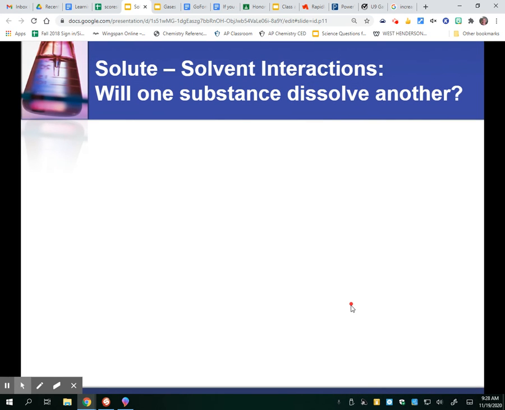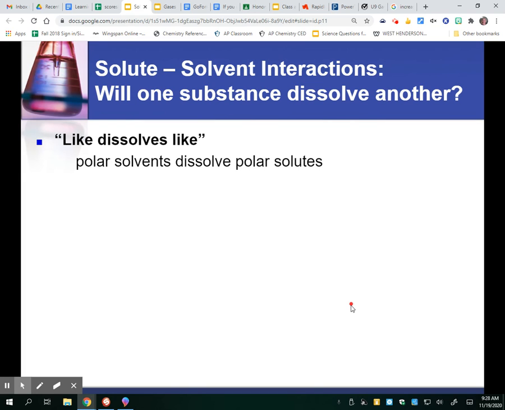So how do we know if something will dissolve in something else without actually trying it? Well, we have a little saying in chemistry, and this is not one that I made up, but it lets you know what will dissolve in what. So the phrase is like dissolves like. That means polar solvents will dissolve polar solutes. And that's because you get this slight attraction. You've got a partial positive attracted to a partial negative, and so they can separate the particles from one another.